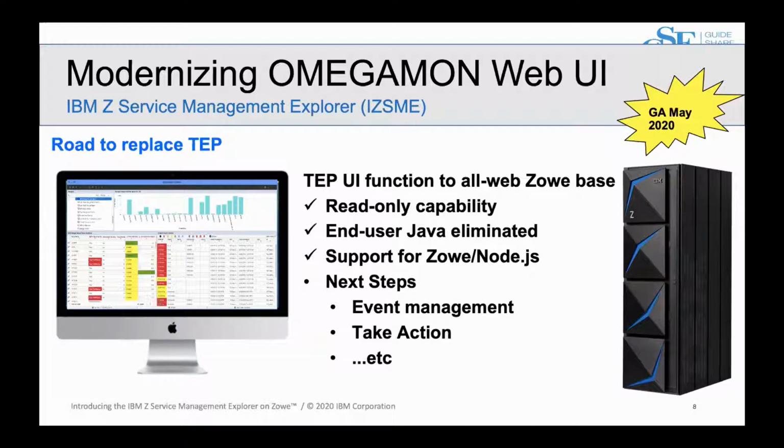You can get Zowe from the Open Mainframe Project, which is a Linux Foundation project. But if you want IBM to support it, you pay for S&S, or Service and Support. If you use IZSME, you will get support for Zowe, and I'll mention how that works later on in the slides. Our next steps are to introduce event management into IZSME and take actions and so on. We're on a multi-step approach. The first phase is, like I said, a read-only capability, and then we'll expand that out.